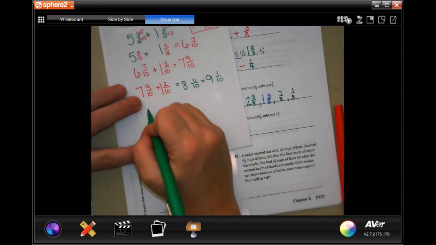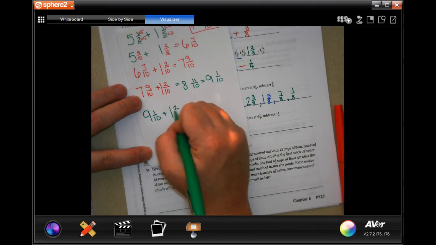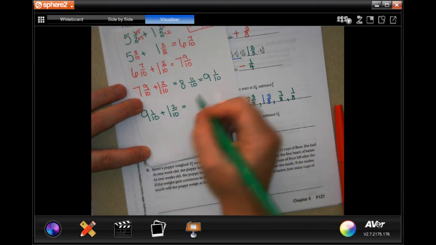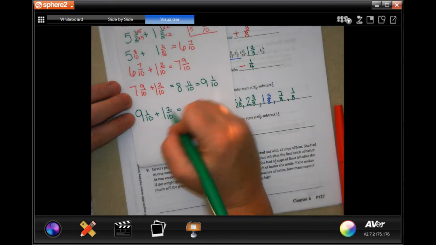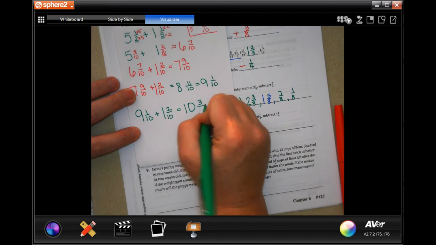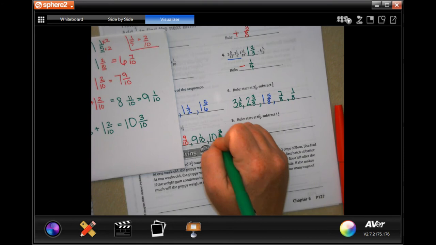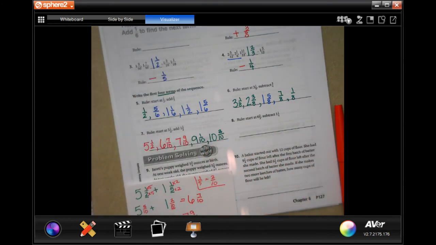Okay, I'm going to take that 9 1/10. I'm going to add 1 2/10. Okay, now 9 plus 1, 10. 1 plus 2, 3. Denominator stays the same. 10 3/10. Okay?